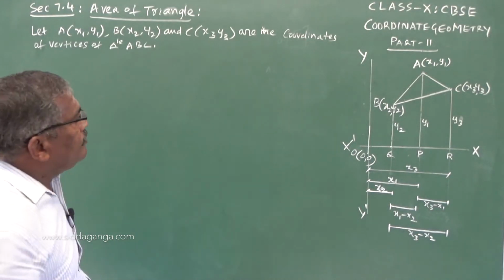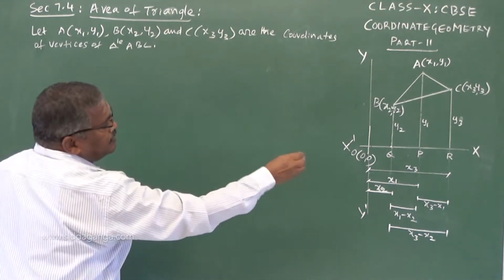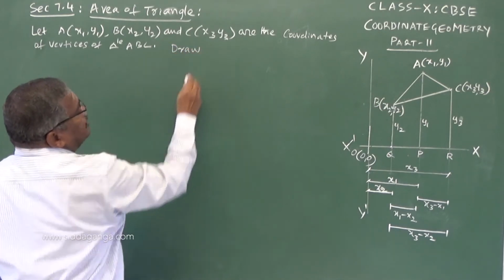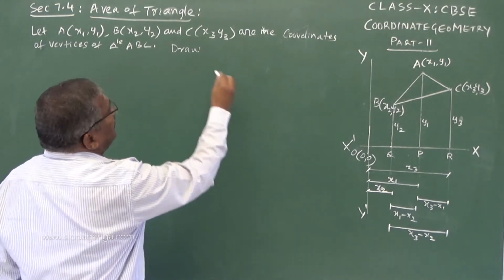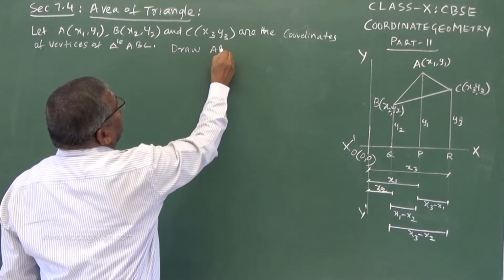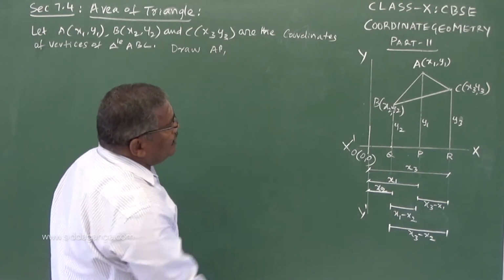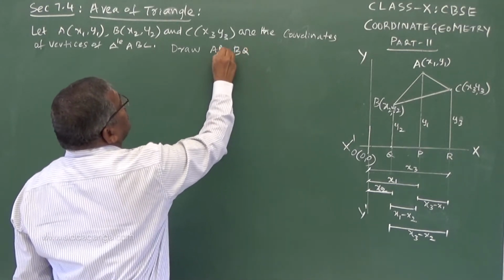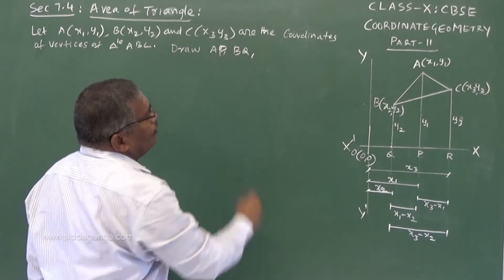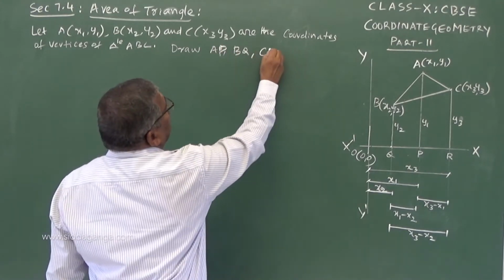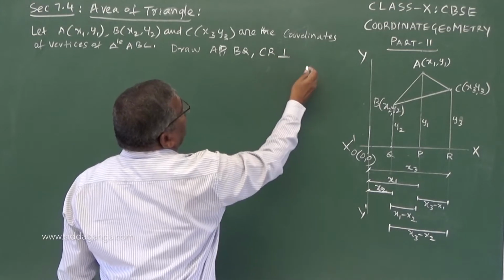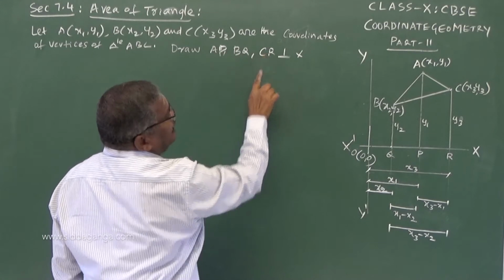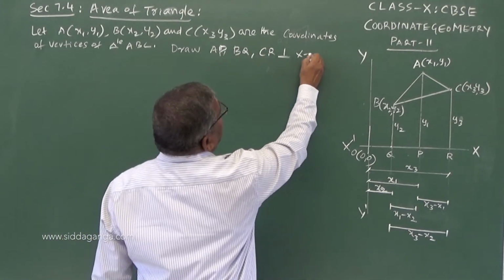Now, see what we have done. Construction: draw AP, BQ and CR all perpendicular to the x-axis. You draw AP, BQ, CR perpendicular to the x-axis.